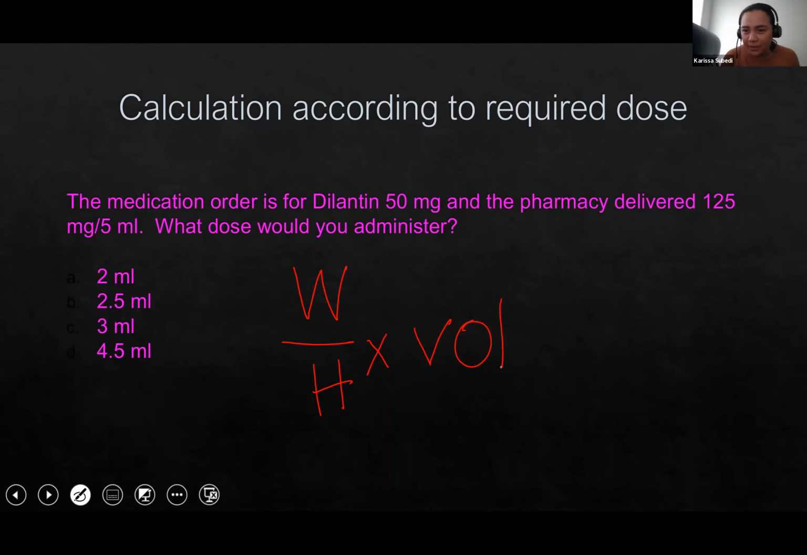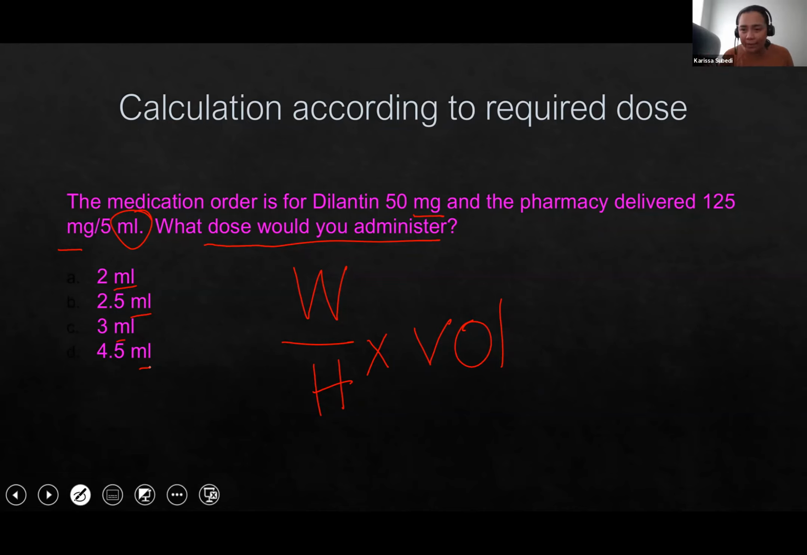The first thing that we need to check, though, is are all the units of measurement compatible, or are they what we need? That's milligram and that's milligram. Do we have to convert? No, we don't have to convert. And that is mL, and it asks for what dose would you administer in mL. So we're looking for mL in the volume. Okay, so there's no need to convert these units.